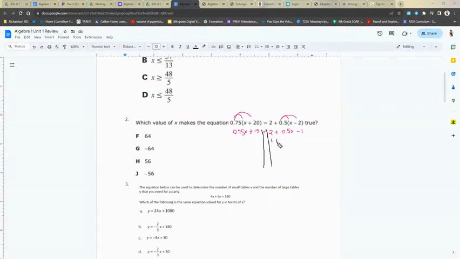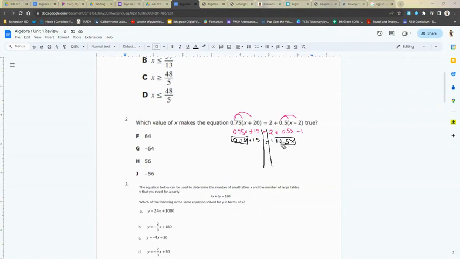Then I'm going to put plus 0.5x equals plus 15 0.75x. I'm going to box my variables. And then I'm going to move my variables to one side.